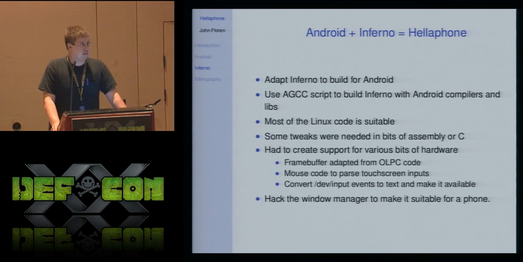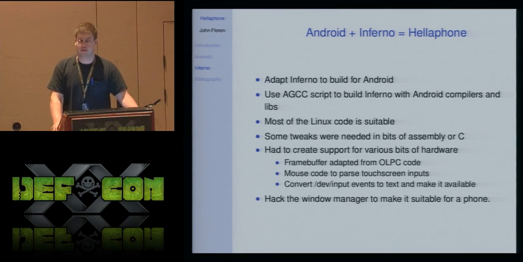Now that we had a Linux system sans all the Java, we just had to adapt Inferno to actually work on the Android device. There are some hoops you have to jump through in order to get it to build, because Android has its own set of libraries like Bionic, which is their libc. It's a little bit different from GNU libc, which is what Inferno expects. And there's a script that we found called AGCC, which basically sets up your environment to use the Android GCC compilers and tells it where all the libs are. So rather than running GCC, you just run AGCC and it wraps it.